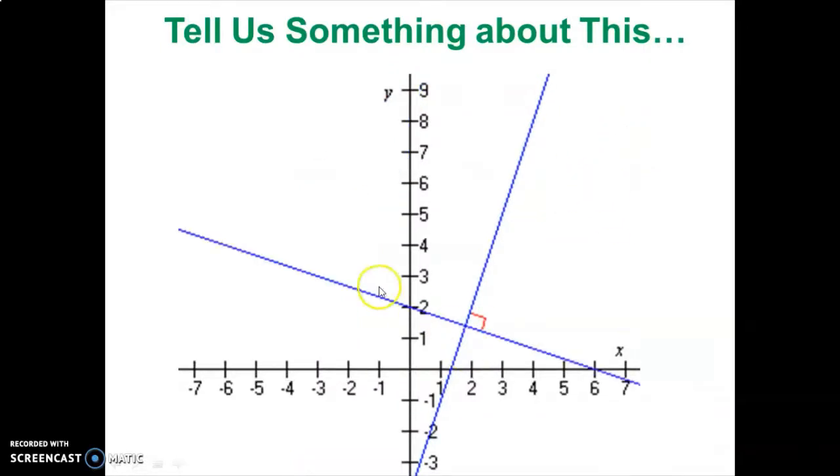Alright, now these are perpendicular lines. Look at the slopes. Here's the slope of this one.